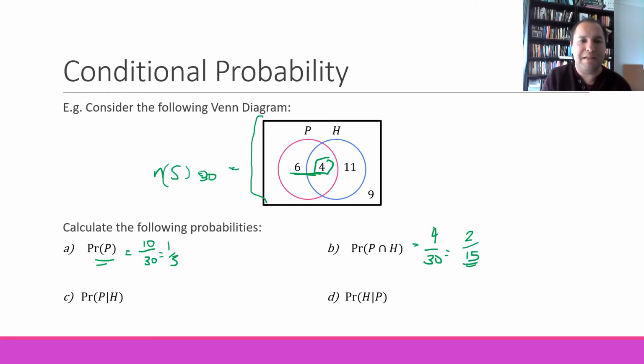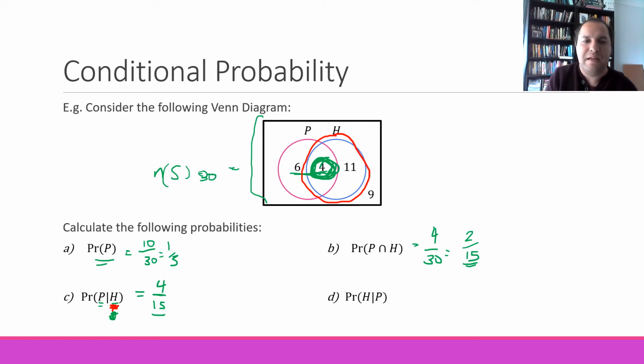Now, the probability of P happening given H happens. In this situation, we are only going to consider the H circle. So that's our condition. So we're only looking at our H circle. On the bottom of our fraction, we're going to write the number of elements that are in H. Looking at that, we've got 4 and 11, 15 is in that circle there. Now, looking at those elements, how many are in P? So in that H circle, how many are also in our P circle? Well, it's only 4.